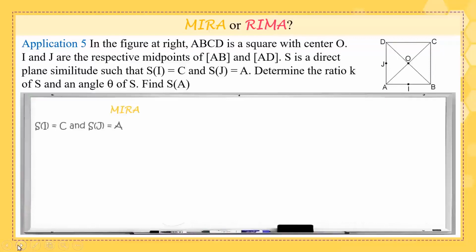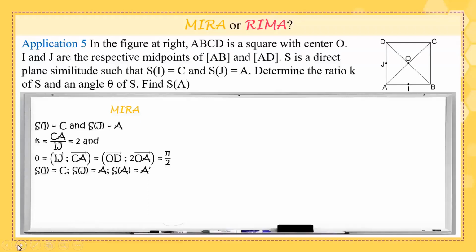First, Mira wrote, since S of I equals C and S of J equals A, she divided CA by IJ to find the ratio, and it seems that the ratio is 2. To find the angle, it is the angle between the two vectors IJ and CA, which is equal to the angle between vector OD and 2OA, because the vector CA is equal to twice vector OA, and the angle between OD and OA is pi over 2.